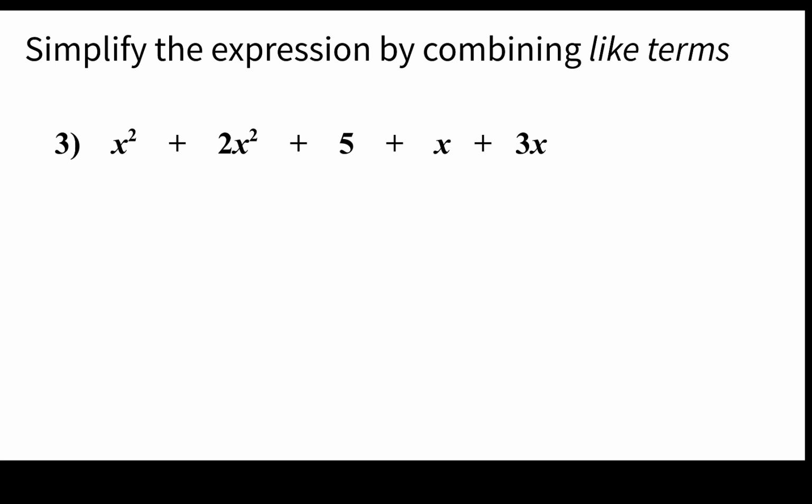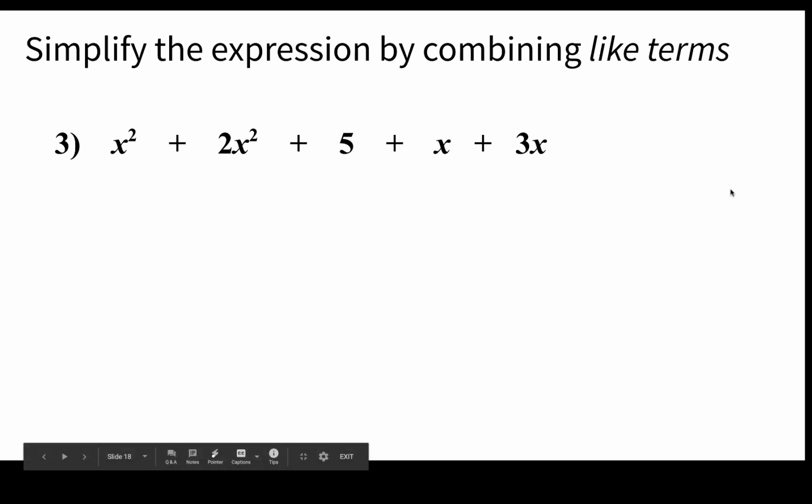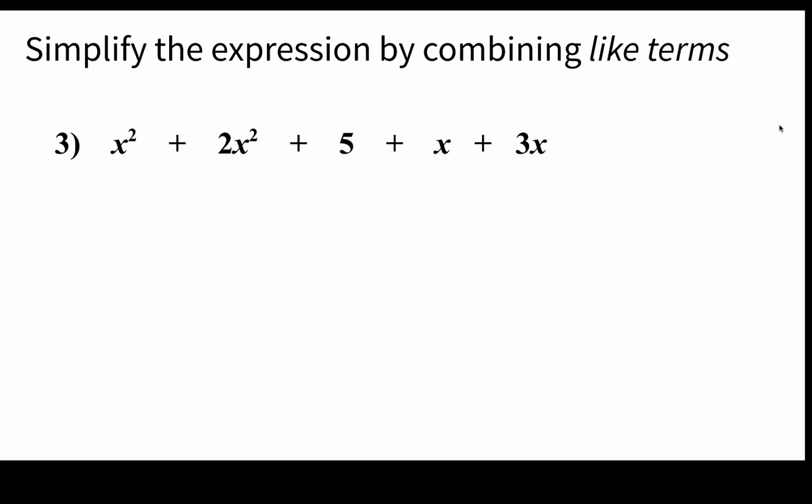Example 3, x squared plus 2x squared plus 5 plus x plus 3x. Are there any constants in this problem? There is a constant. We have a 5. It's a positive 5, a plus 5. I'm going to underline the plus in front of it with the 5. Look at your first term, x squared. Do you see another term that has x squared in it? Yes, so I'm going to give x squared a shape.